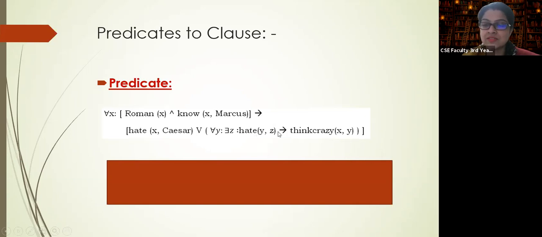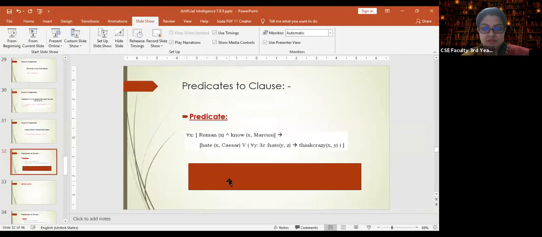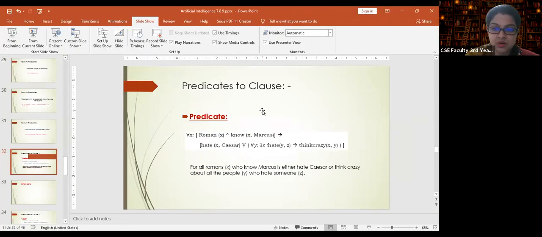Suppose someone hates someone, they think crazy about those people. Okay, something like that. So let us check whether I am correct or not. For all Romans who know Marcus, either hate Caesar or think crazy about the people who hate someone. X, Y, and Z are indicated. For all Romans who know Marcus, these two come with an and sign.